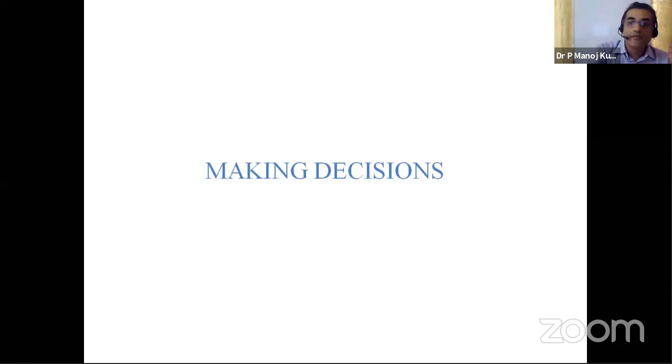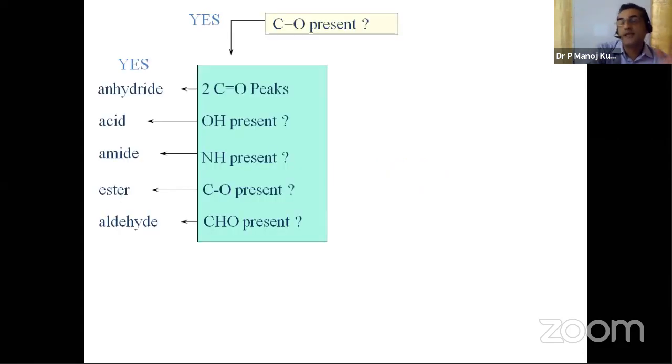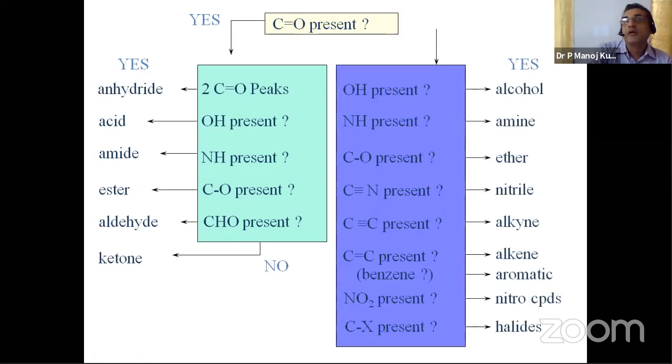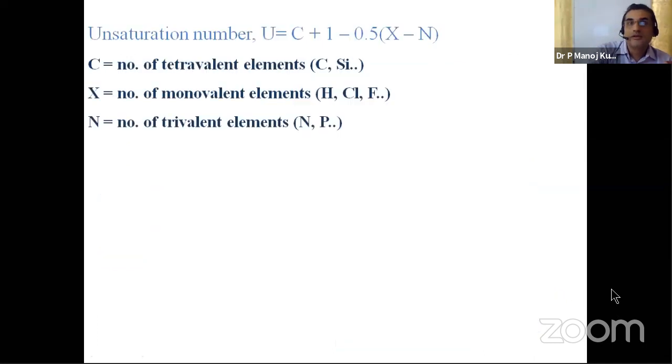Okay, so all that we have learned so far is about how different functional groups show themselves up in the IR spectrum. Here we have the C=O peak. If it is there, it can be an anhydride, acid, amide, ester, or aldehyde. And if all these groups are not there, then it can be a ketone. If there is no C=O group, then the possibility is an alcohol, amine, ether, nitrile, alkene, aromatic, nitro compound, or halide. So this is also very important. You can calculate the unsaturation number of a compound.